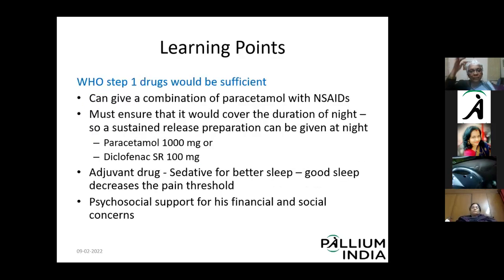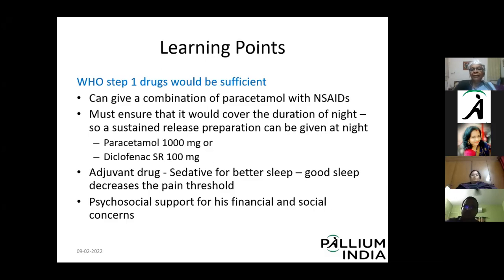So in such a patient, the type of analgesic that you would choose would generally be the WHO step 1 drug. You can use a combination of paracetamol with NSAIDs, but since the pain was worse at night, you could possibly give a sustained release preparation at night, like paracetamol 1000 mg or diclofenac SR or something like that. And since he was not getting sleep, you could add a sedative, and it was also so important to address his psychosocial concerns as well.